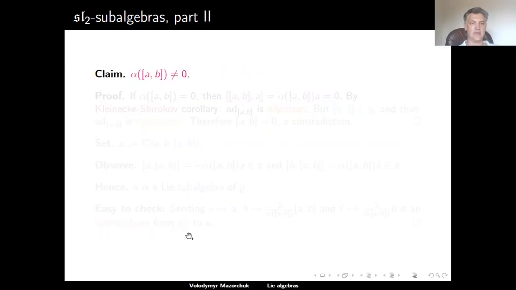So next we claim that the value of our functional alpha at the commutator of A and B is non-zero. Assume that this is not the case and that alpha of [A,B] is 0. Then, by definition, the commutator of the commutator of A and B with A is 0, because it is equal to the evaluation of alpha at the commutator of A and B. The commutator of A and B is an element of the Cartan subalgebra, so the commutator with A is alpha of [A,B] times A. So if alpha of the commutator of A and B is 0, this is 0.